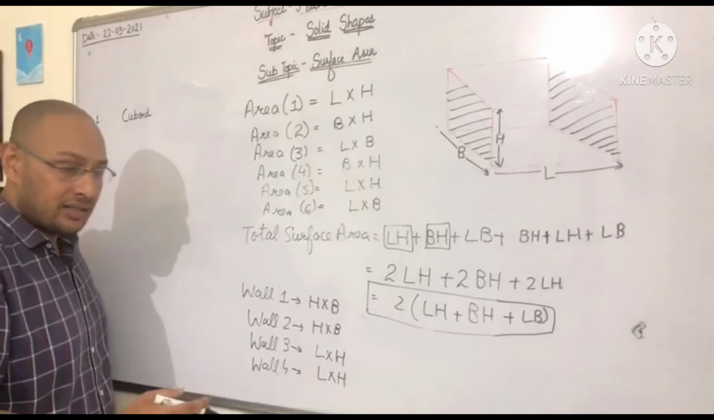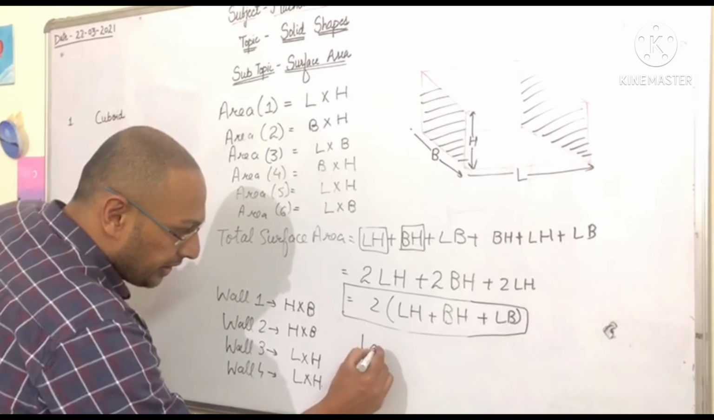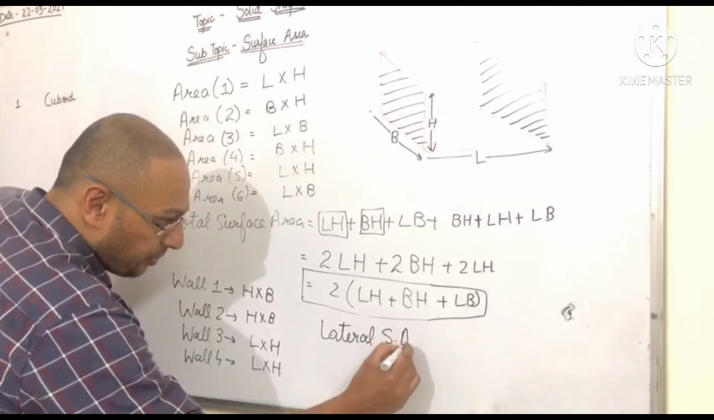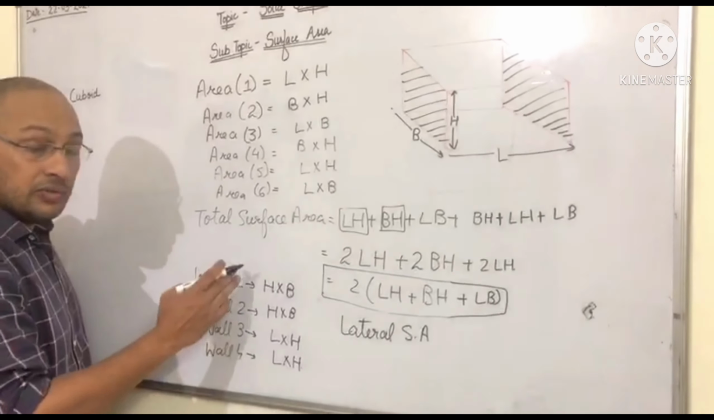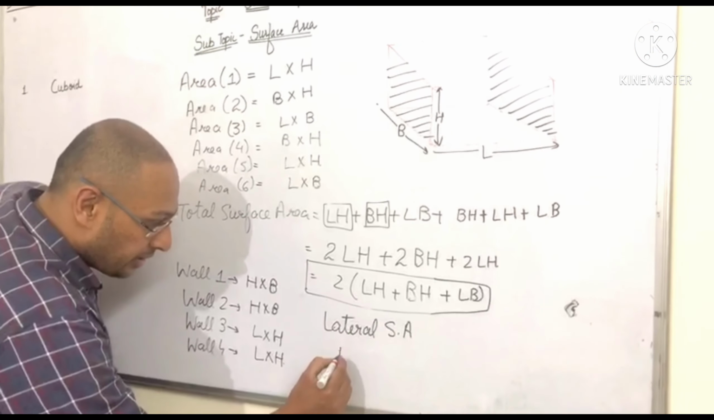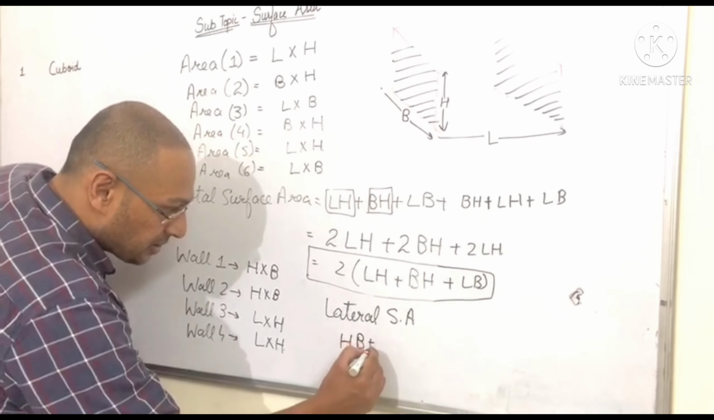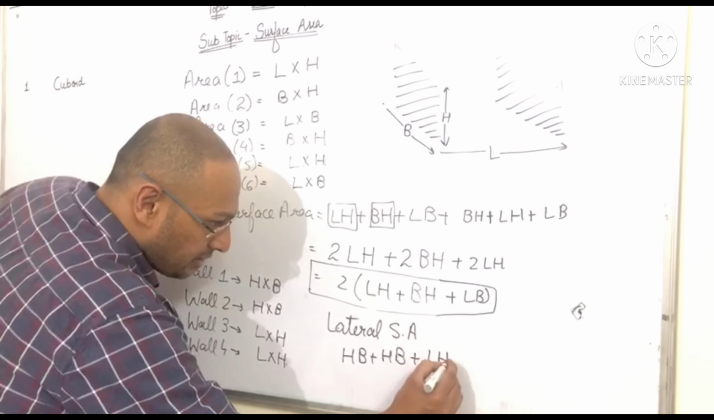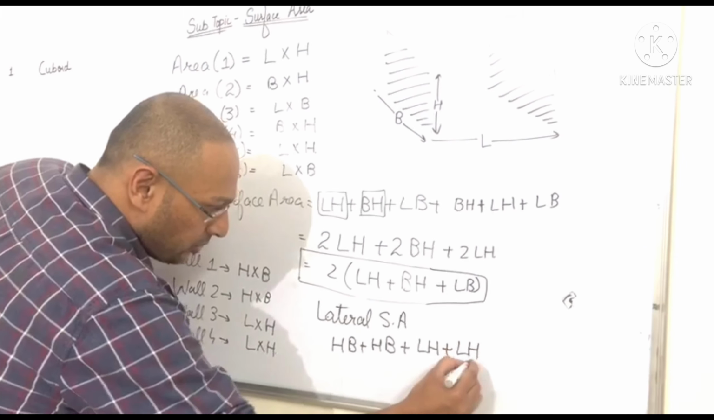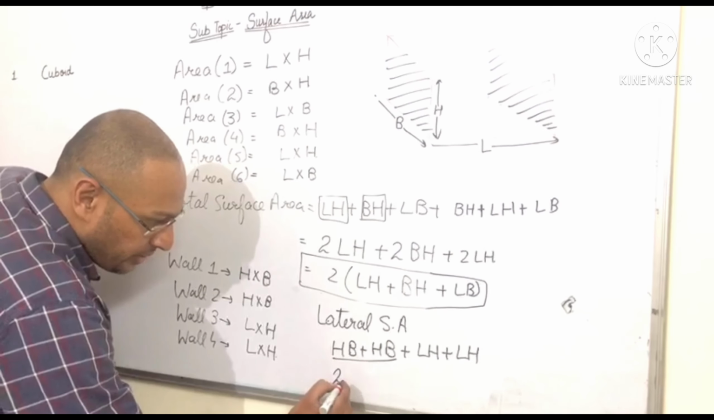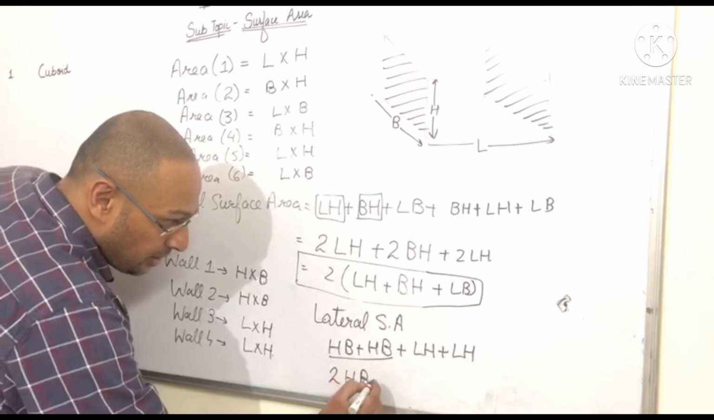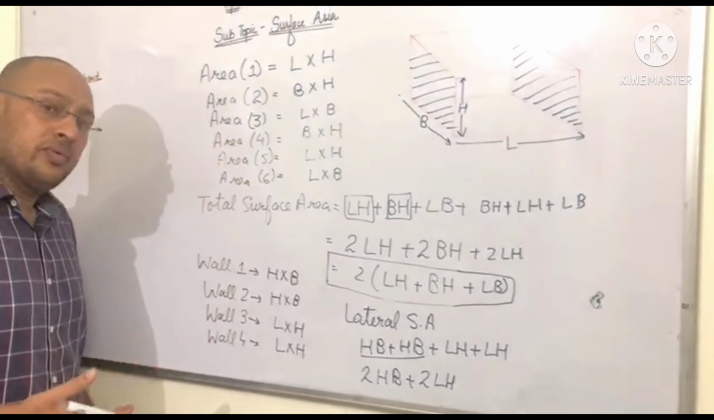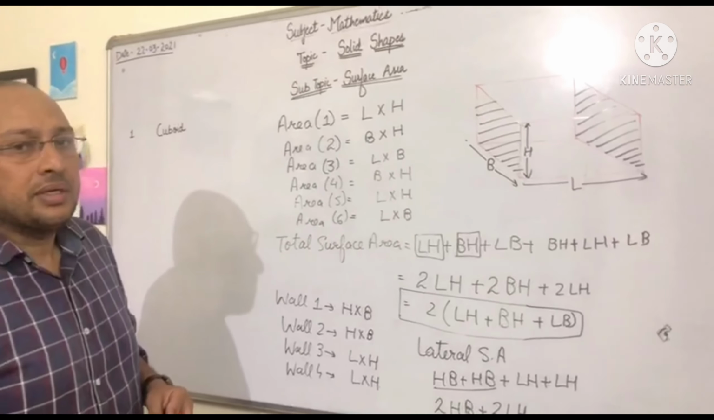So the lateral surface area would be the sum of all the four walls. H into B plus H into B plus L into H plus L into H. So there are 2 H into B, so it would be 2HB plus 2LH. So this is how we calculate the lateral surface area of a cuboid.